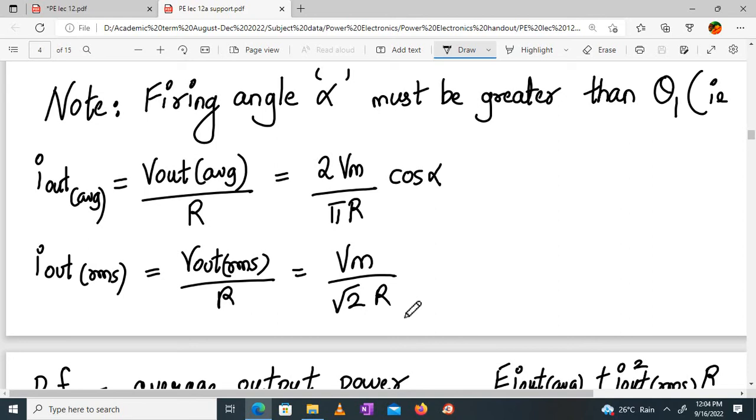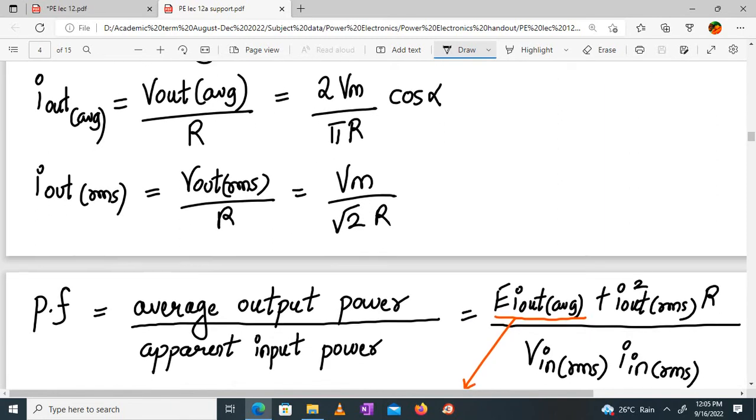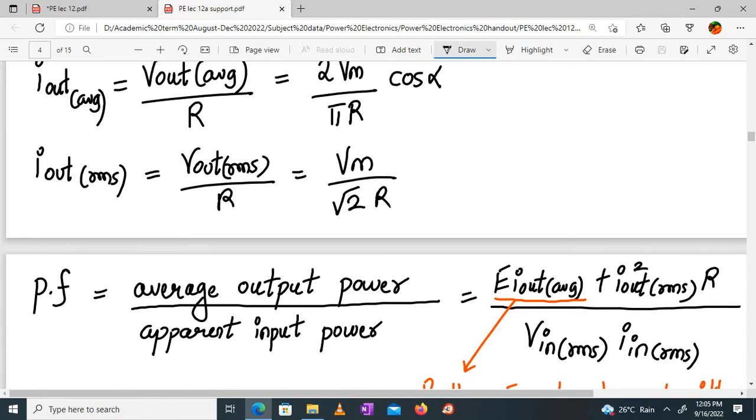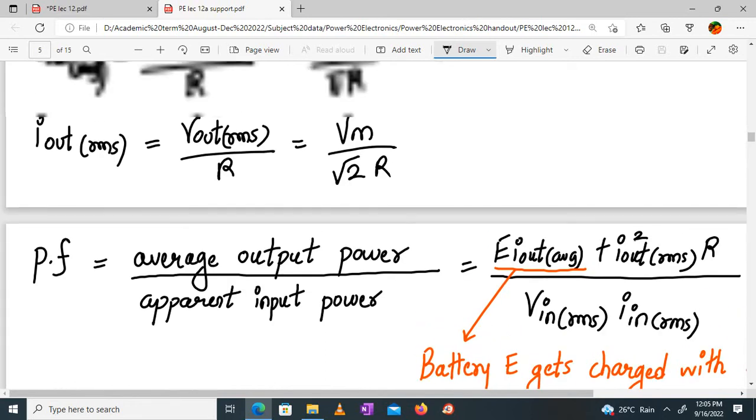Same is the case for I out RMS. V out RMS upon R. Okay? Written?